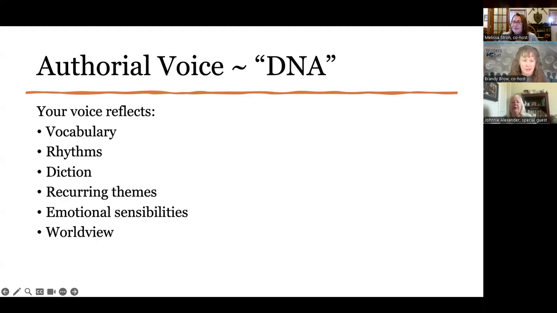Okay. So let's talk about the DNA for a second. Your voice reflects your vocabulary, your rhythm, the way you write words, your diction, recurring themes, your emotional sensibilities, and your worldview. No matter what you write, these are the kinds of things that will still underlie your story or your novel or your nonfiction. Nonfiction folks, I have not forgotten you. I'm a fiction writer, so I focus on that, but I've got nonfiction things in here as well because your voice matters too. This is not an exhaustive list, but these are things you might want to pay attention to and recognize within yourself as you develop your voice.